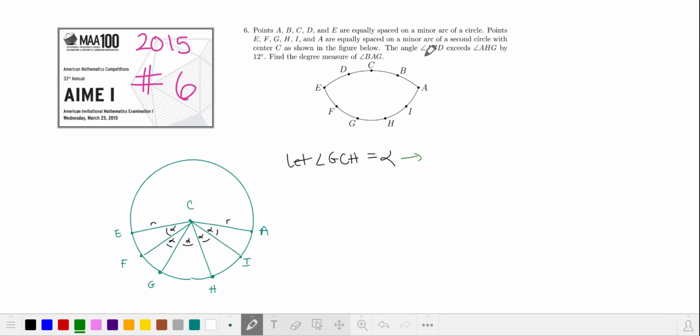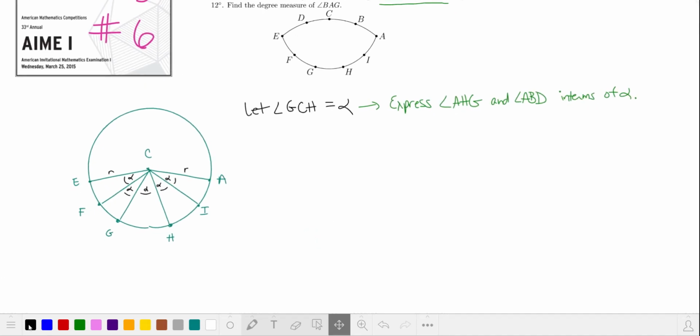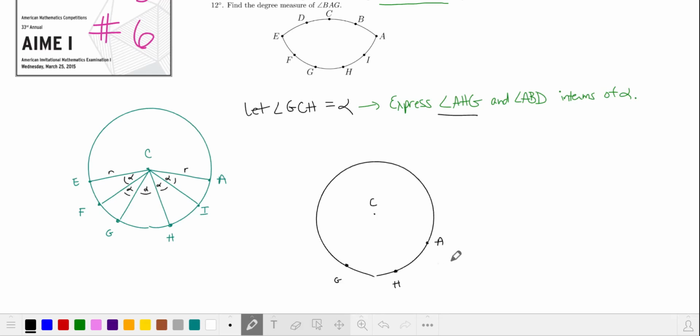So we'll express the 2 named angles in the problem statement in terms of alpha, and then we'll solve for that variable. We'll start with angle AHG. I'm going to redraw my circle with just the points of interest. Then this angle at C between A and G, this is 3 alpha.